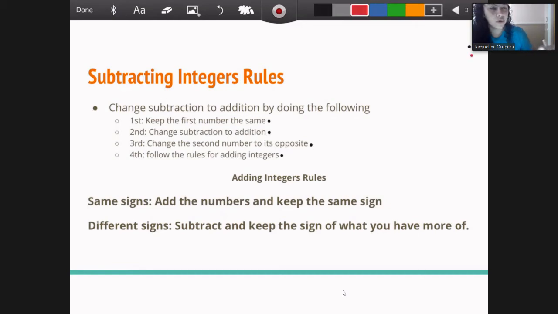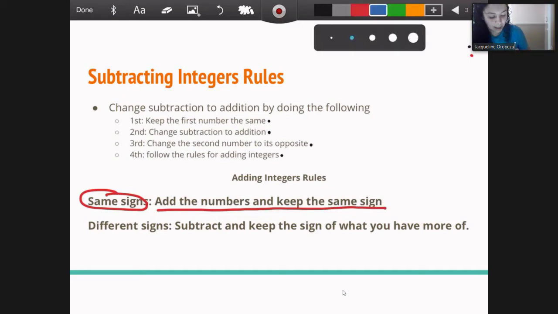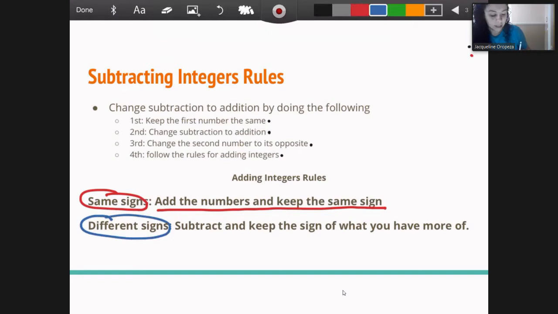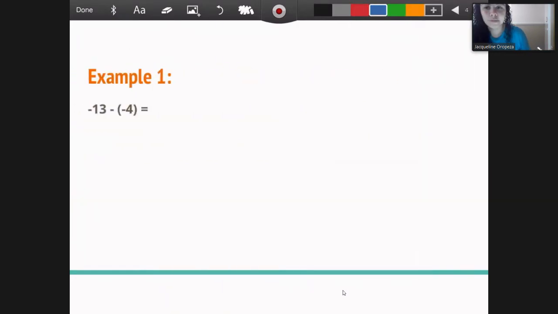Just to quickly go over the rules again for adding integers, if we have same signs, then we must add the numbers and keep the same sign. When we are adding different signs, then we must subtract and keep the same sign of what we have more of. Let's go over some examples.